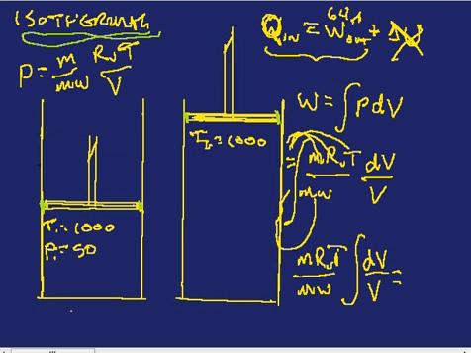So finally, let's say we put in Q of 62.4, and we got work out also 62.4. Let's move on now and talk about the adiabatic process.